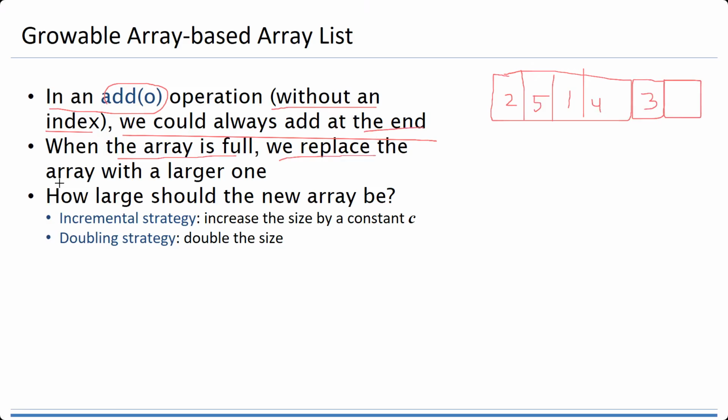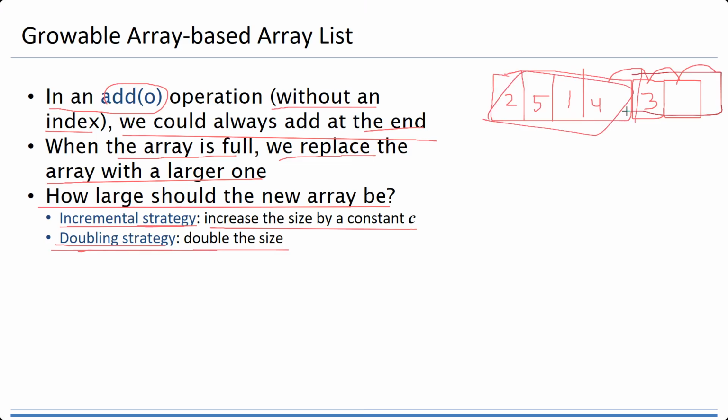When the array is full, we replace the array with a larger one. How large should the new array be? There are two kinds of strategy. We call one the incremental strategy, and the other the doubling strategy. The incremental strategy will increase the size by a constant c. The doubling strategy doubles the size. So with the incremental strategy, we add only one. If we use the doubling strategy, for example, we have 4 elements, then we add another 4 elements to make it double.